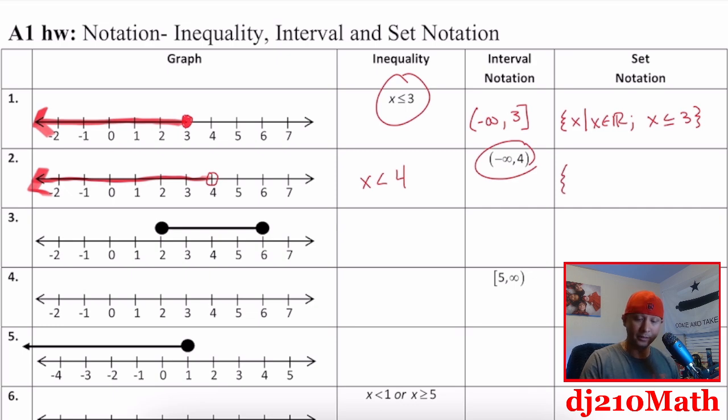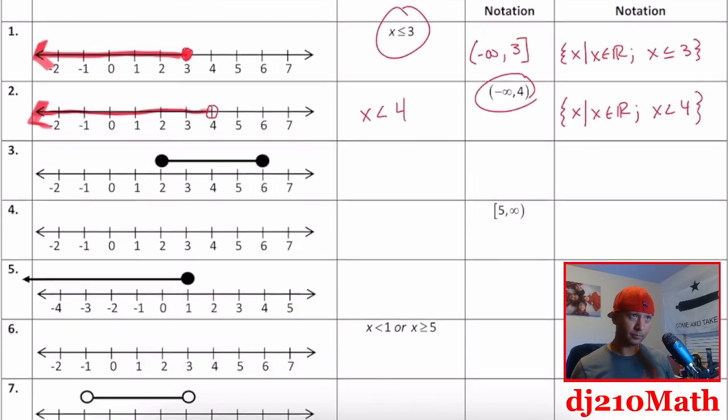Set notation, curly bracket. We're dealing with x's. We know that x is a real number and x is less than 4. All right, number 3.